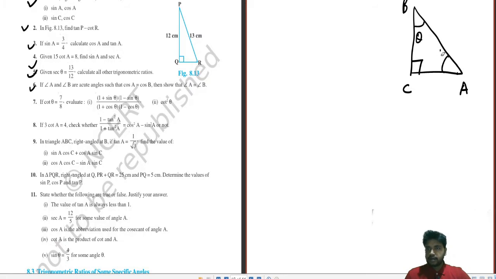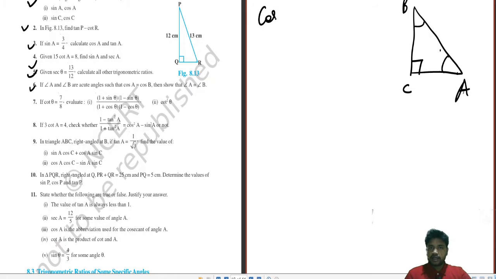Okay, let me write it correctly. 90 degrees minus theta. So if angle A and angle B are acute angles and cos A equals cos B, then show that angle A equals angle B. Okay, so we don't have to take this as theta or 90 minus theta. We can rub out the part. Why confuse you all? Let's take the basic part.